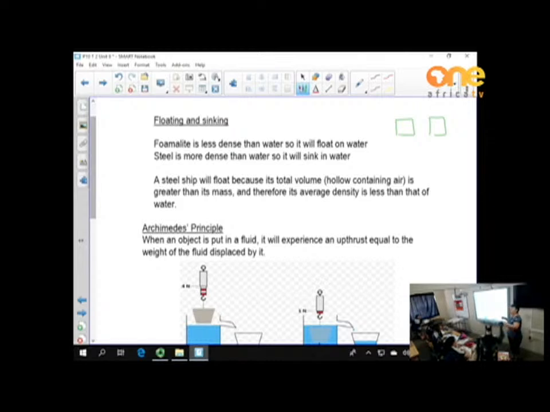Now, why does the one float and why does the other one sink? The rule very simply says the water itself also has a density. So, if the stuff that I throw into the liquid is more dense than the liquid, it will go down. If the stuff that I throw into the liquid is less dense than the liquid, it will float. It's as simple as that. All right, let us stop at that point.